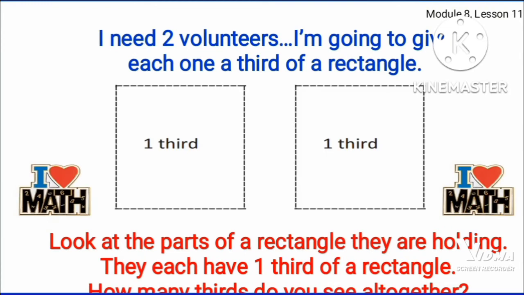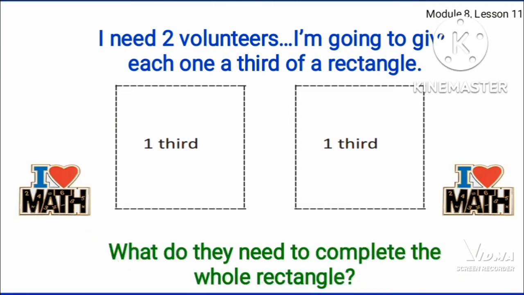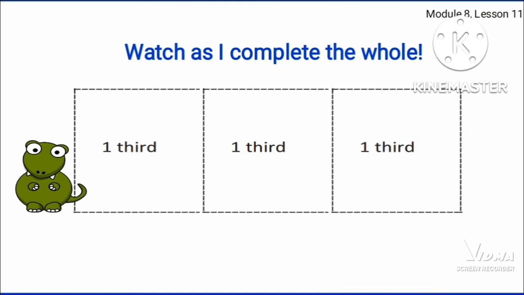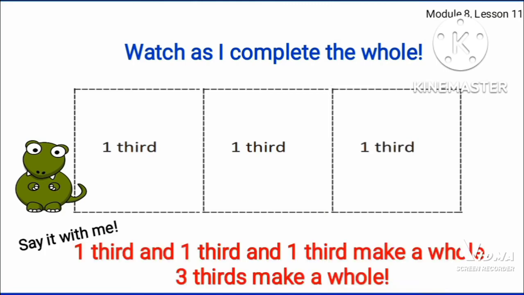Now look at the rectangles. I'm going to give each one a third of a rectangle. Look at the part of a rectangle they are holding. They each have 1/3 of a rectangle. How many thirds do you see altogether? What do they need to complete the whole rectangle? They need 1/3. Watch as I complete the whole. So I have another 1/3 added. 1/3 and 1/3 and 1/3 make a whole. 3/3 make a whole.